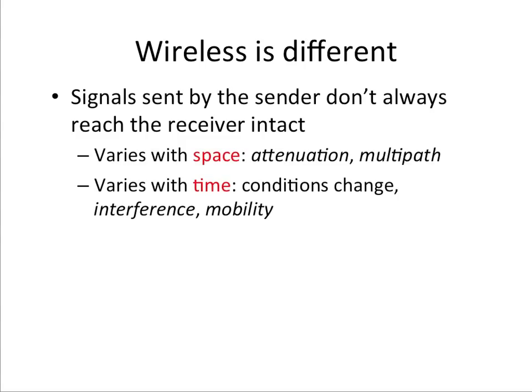One of the differences is how the signal changes with space and time compared to wired networks. In wired networks, of course, there are some packet drops. There is some signal attenuation, but in wireless networks, much more pronounced than in wired networks.